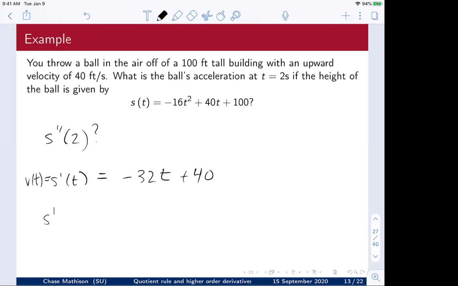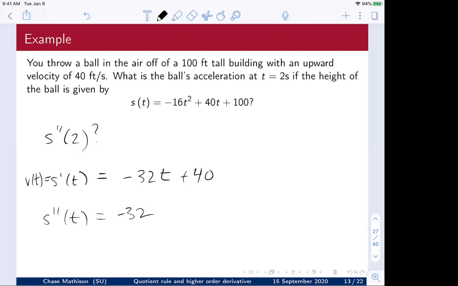So that's s double prime. First was s double prime of t. Negative 32. And so this is kind of a trick question, but it's not. But s double prime, the acceleration, is a constant. And for any physicists in the room, acceleration due to gravity is constant. It's negative 32 feet per second squared, or negative 9.81 meters per second squared.